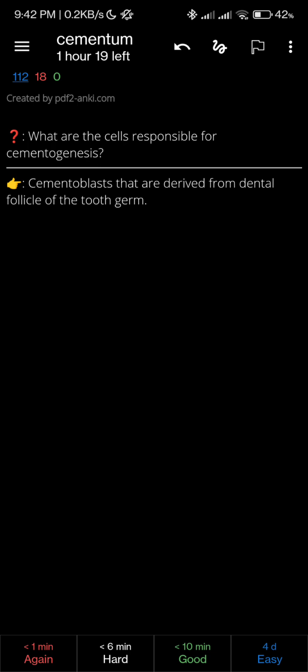Cementoblasts that are derived from the dental follicle of the tooth germ are responsible for cementogenesis. So what cells are responsible for cementogenesis? Cementoblasts, derived from the dental follicle of the tooth germ.